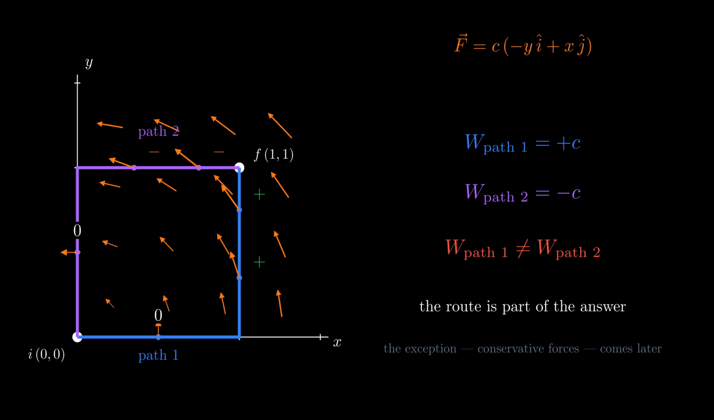Some special forces will turn out to give the same answer for every path. That exception is so important it earns its own name, the conservative force, in the chapters ahead. The honest general statement is the one to remember. The value of a line integral depends on the path taken.